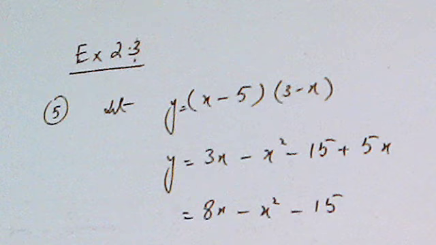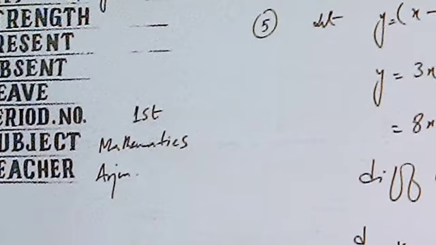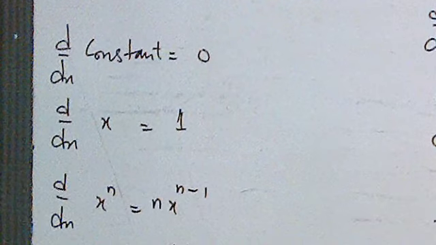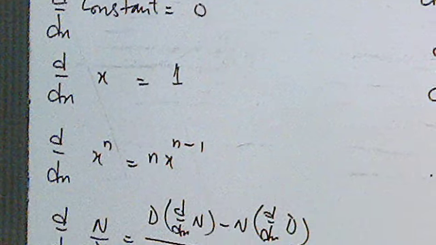First we learn its formulas. d by dx shows the derivative, differentiate with respect to x. The derivative of a constant is 0. The derivative of x is 1, and the derivative of x raised to power n is nx^(n-1). We multiply with the same power and subtract 1 from the power.